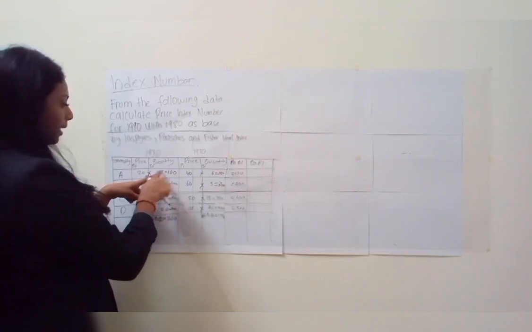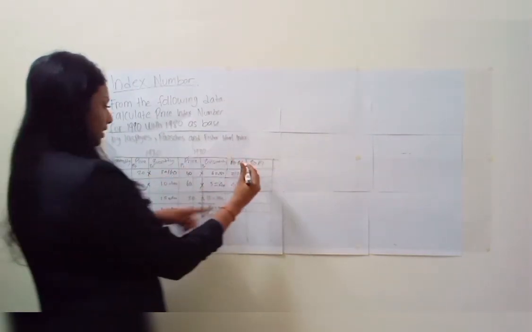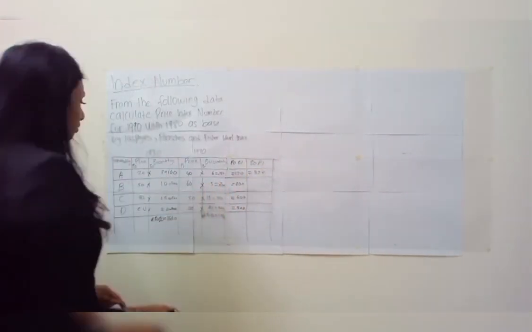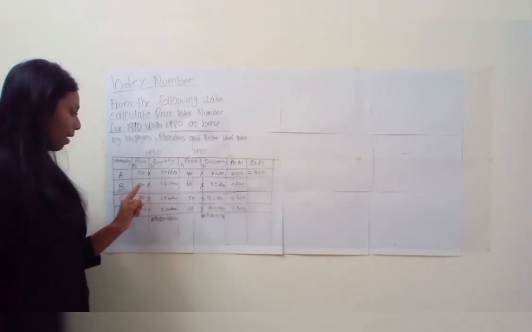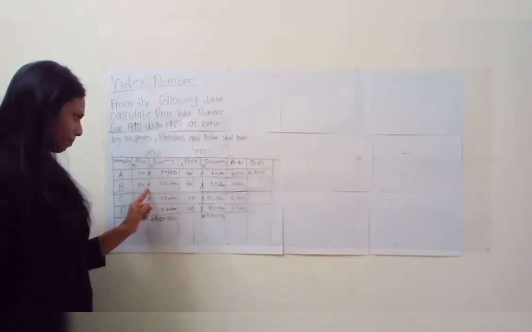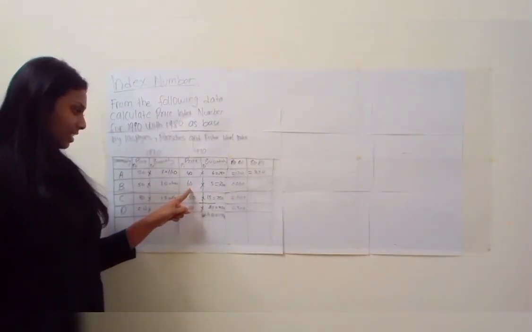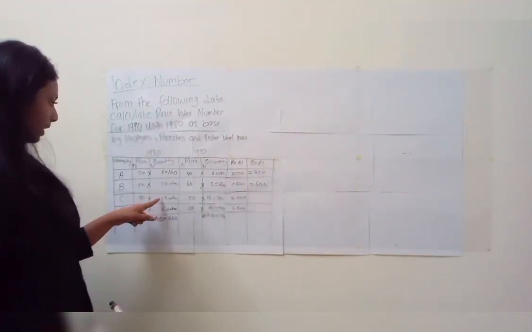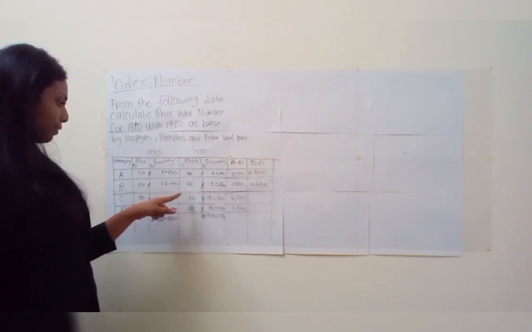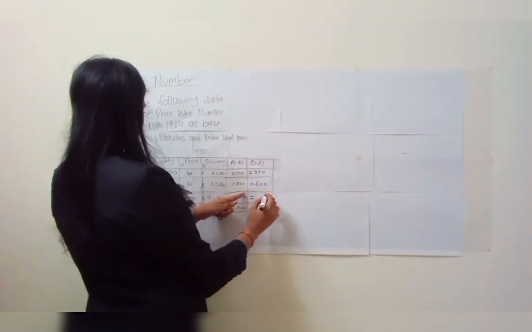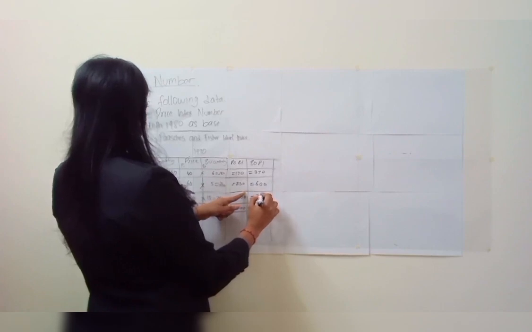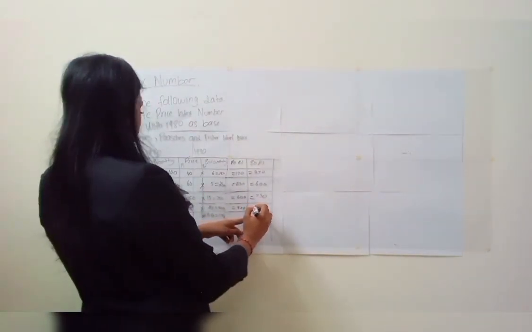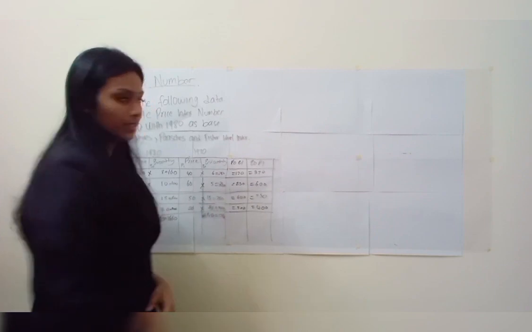So QO and PI, 8 times 40 is equal to 370, and then for B, 10 times 60 is equal to 600, and then 15 times 50 equals 750, and 20 times 20 equals 400.